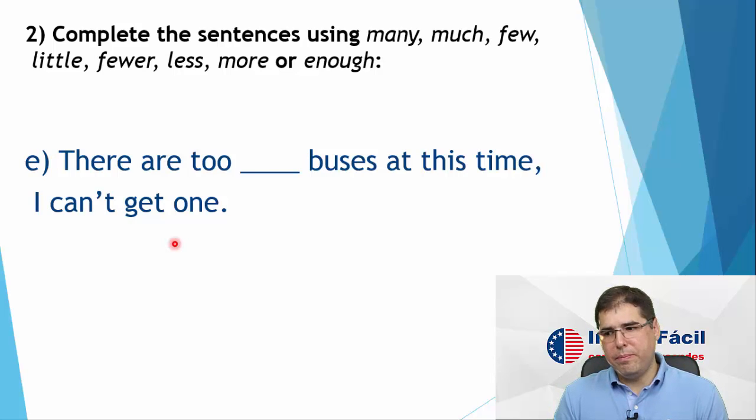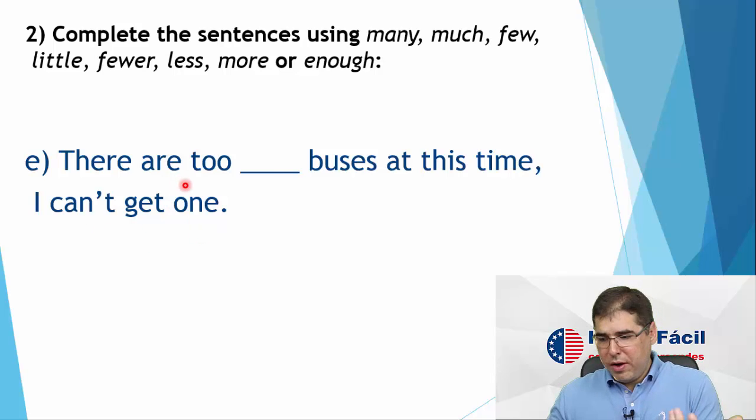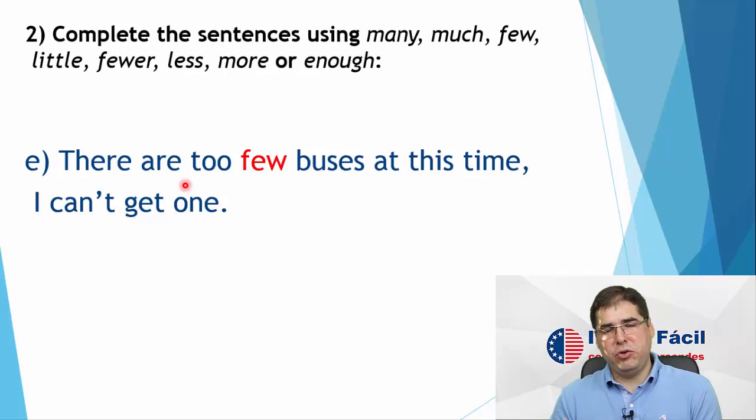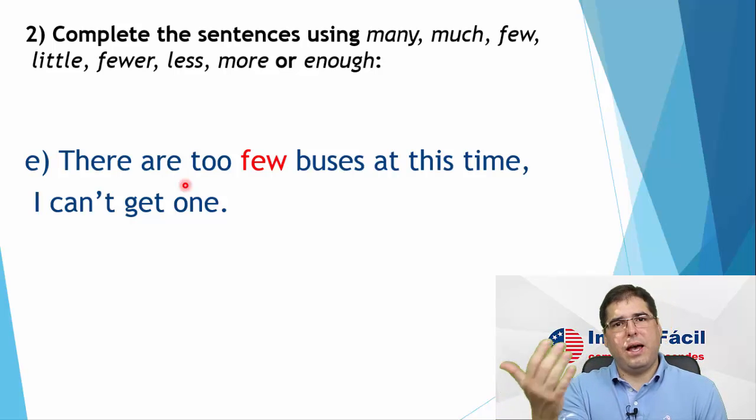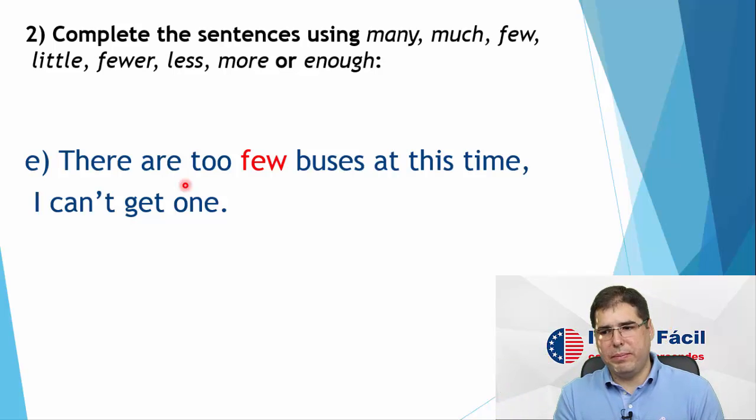Letter E. There are 2 buses at this time. I can't get one. So look at the end here. I can't get one. So the idea is there are too few buses, okay? Too few buses. If there were too many buses, then I would be able to get one. But the person here says, I can't get one. So the idea is there are too few buses, okay? Too many is also grammatically correct, but not in this sentence here because it would make no sense, okay?